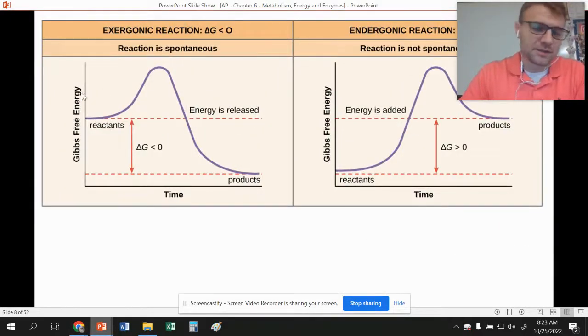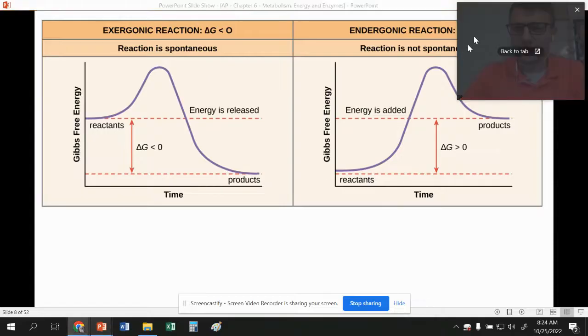There we go. So we have this delta G, Gibbs free energy. We have the reactants, we have the products. Energy here is going to be released. So in an exergonic reaction, we start with more energy than we end with because energy is being released.